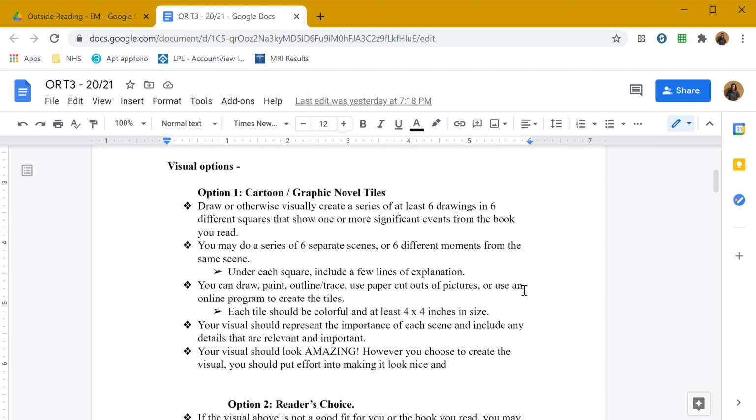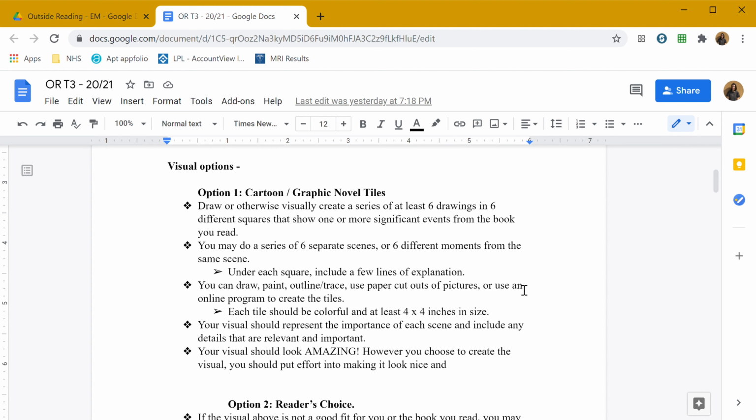Or another way that you could do it is to do 6 different sequential moments from the same scene. Maybe you take a really, really important scene and break that one scene down into 6 different pivotal moments that happen in chronological order. You'd basically be walking the viewer through the scene that you are creating or recreating.